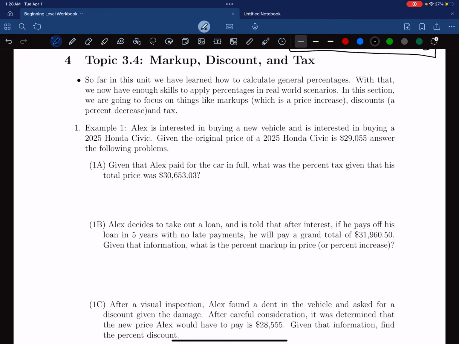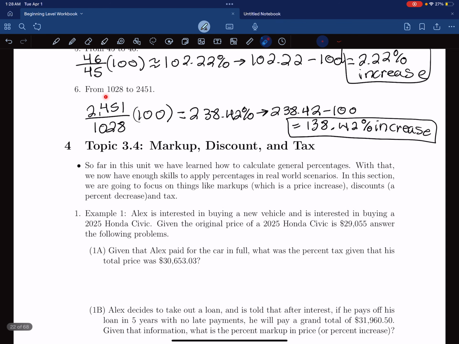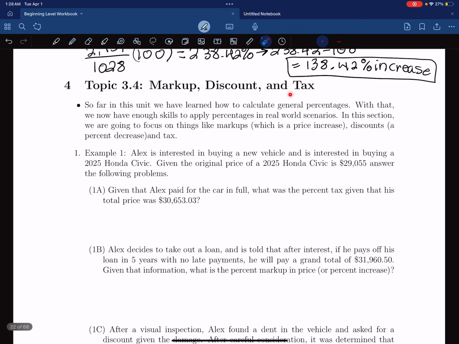Welcome to the last topic in Module 3. So far in this unit, we have been doing percentage problems with just numbers, and we haven't really done anything with actual word problems. So as you can guess, this topic is going to be an application of percents in real-world scenarios. With that being said, let's read what we're going to be learning about.